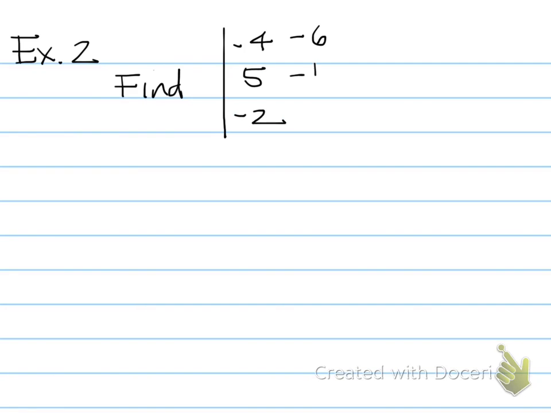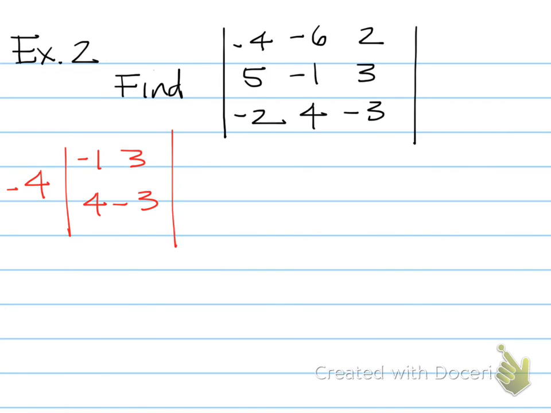All right, so example 2, we want to find the determinant of this third order determinant, or this 3x3. So again, we take the first element in the first row, which is -4. If we cross out all the other elements that are in the same row and column as -4, we'll be left with -1, 3, 4, and -3.